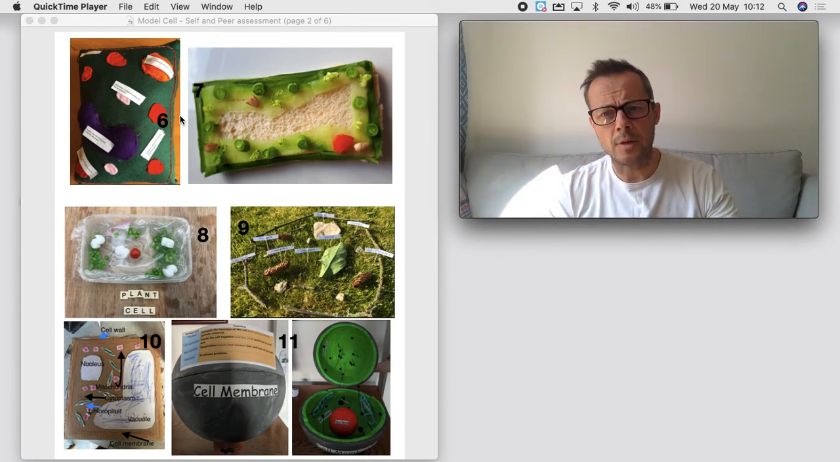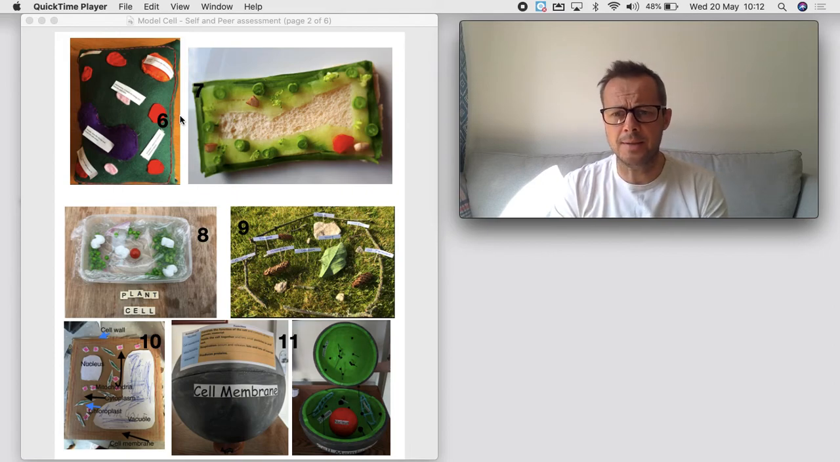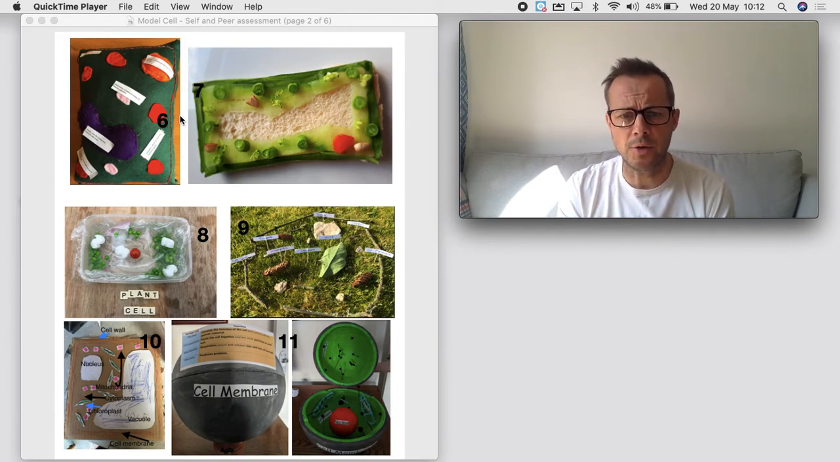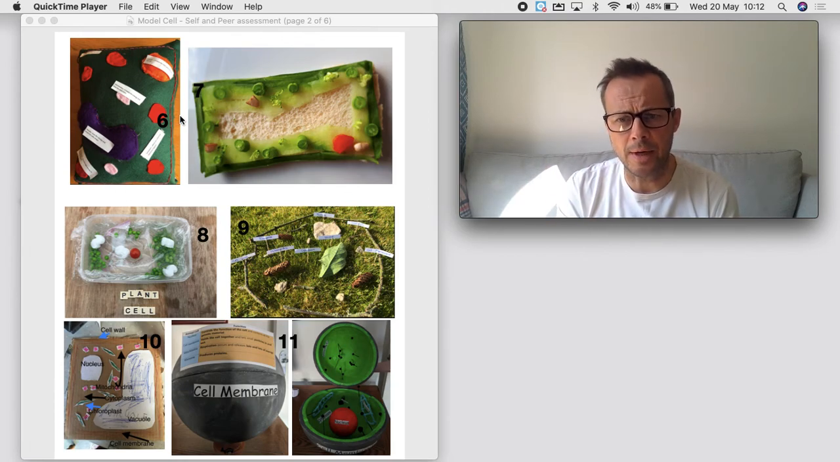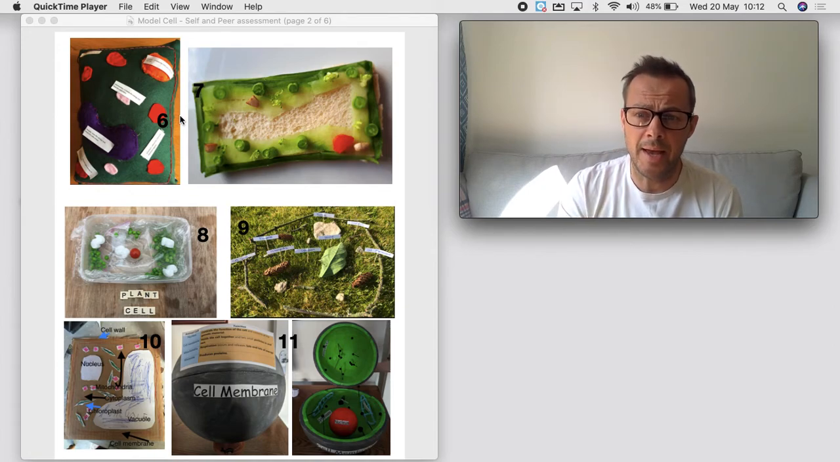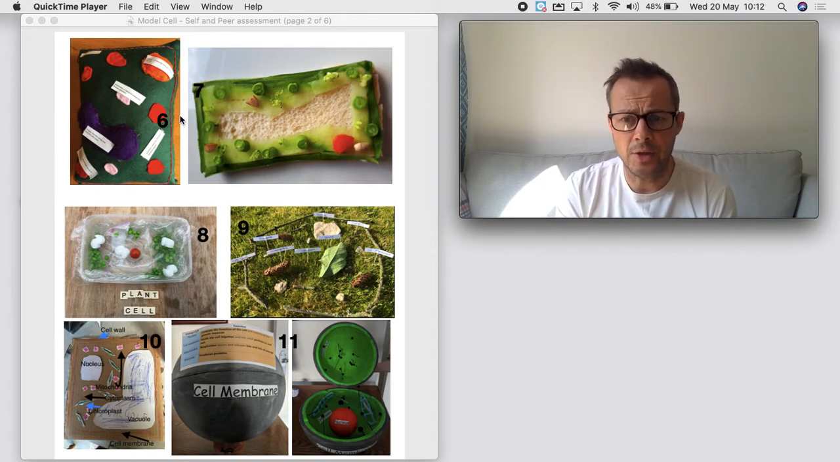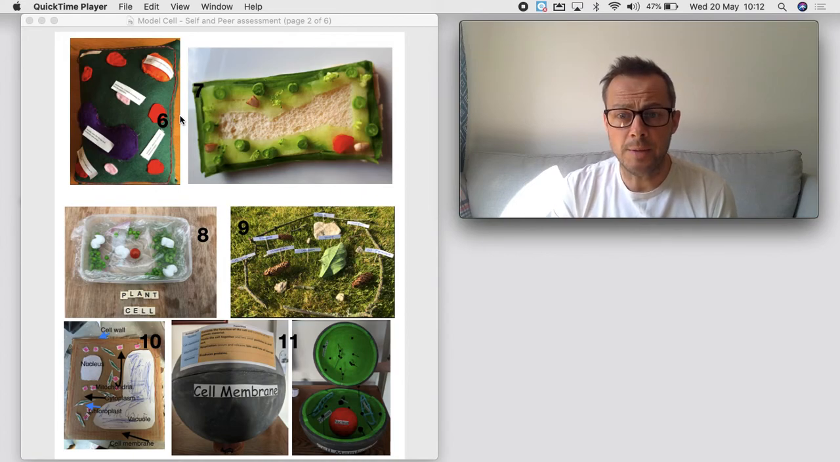If you're in touch with someone else, or you've had a meet-up, or you've sent each other images of your models, you could self-assess someone else's. If you do that, just put their name on it, please. If you have a brother or sister in the same year, working on the same thing, you could peer assess each other's, but please write their name on it so I know who you're assessing, so that I can look at the original model and see how close you are to that assessment. So that's what you need to be doing today.